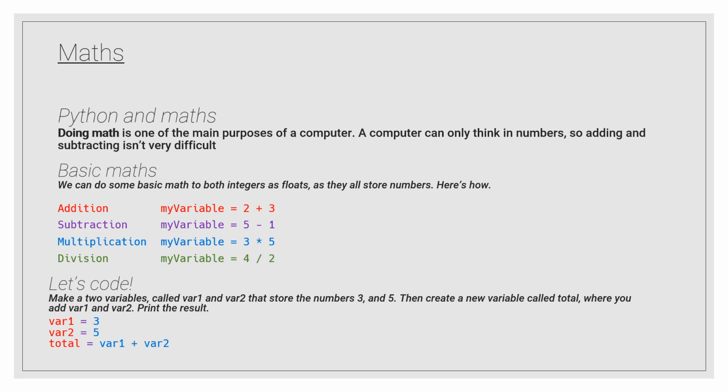Next, we create a variable called total, which is the sum of var1 and var2. So when the computer sees this line, it would think of that total is 3 plus 5, which is 8. And then we can print that, and now the computer, when it's thinking of total, it thinks of 8, so it just prints 8. That's the end of this tutorial, but before we finish, let's do a little quiz.